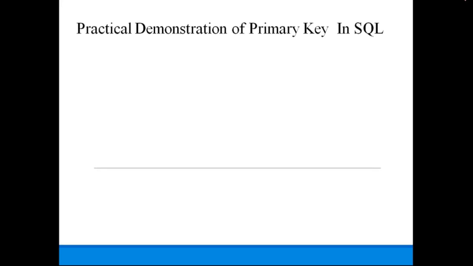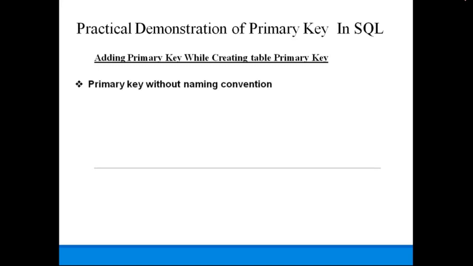Let us see how we can define primary key in SQL. We can define primary key column in a table in 2 different ways. While creating a table, we can assign a column as a primary key, or while altering a table, we can add a primary key constraint. First, we will see primary key while creating a table.